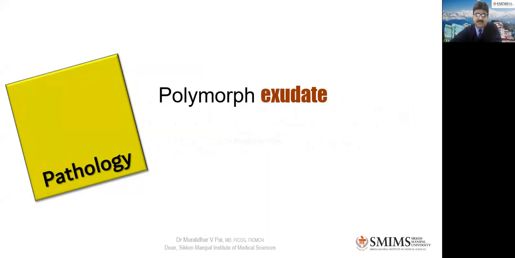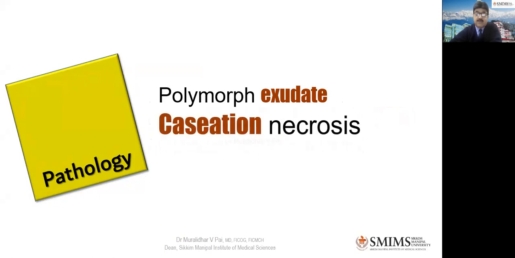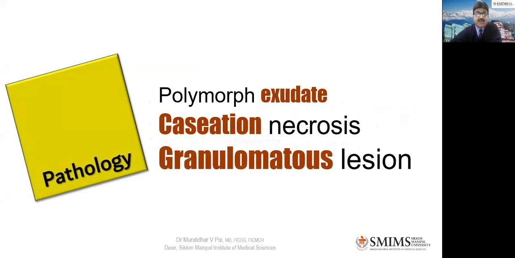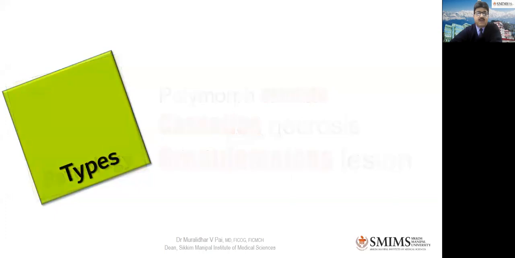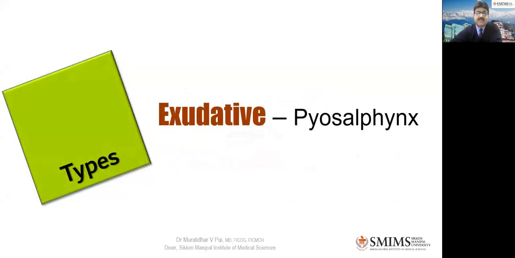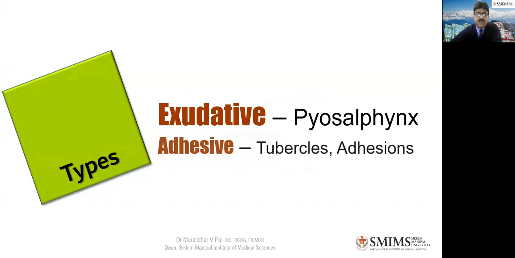Polymorph exudate is the commonest form of pathology that we can see, but later we can see even caseation necrosis in the center. Granulomatous lesion is the one which pathologists diagnose as tuberculosis. Types: exudative type, mostly seen as pyosalpinx.